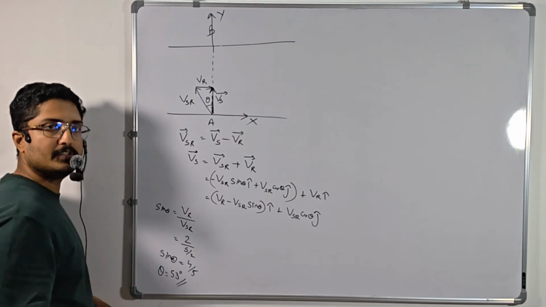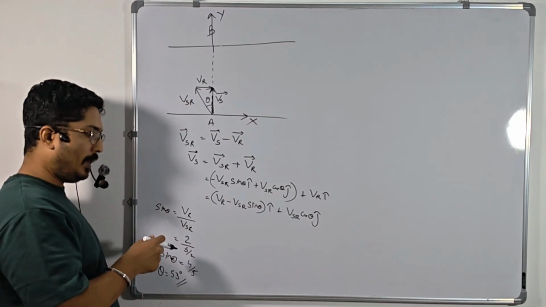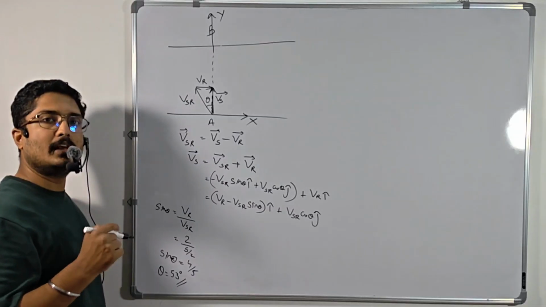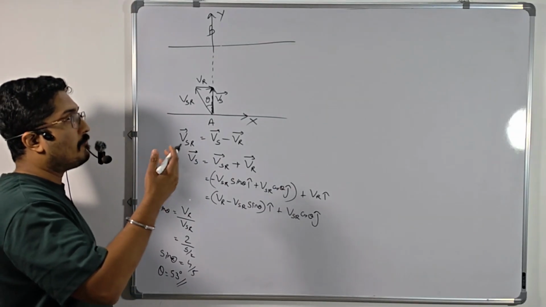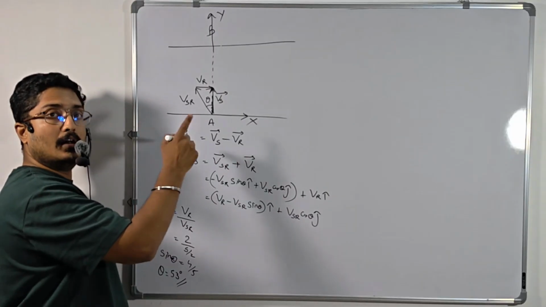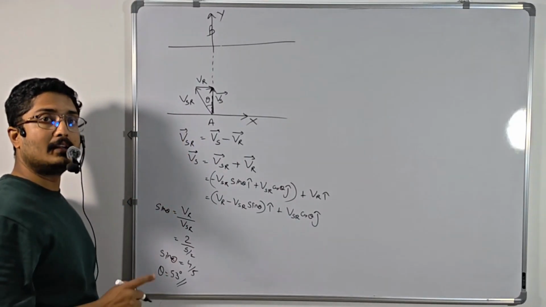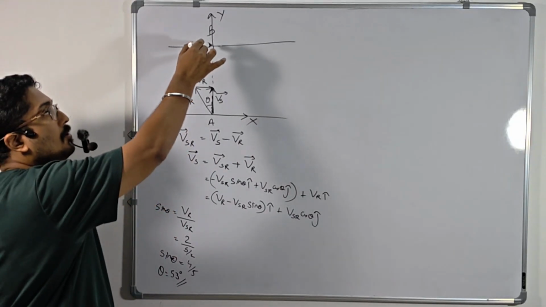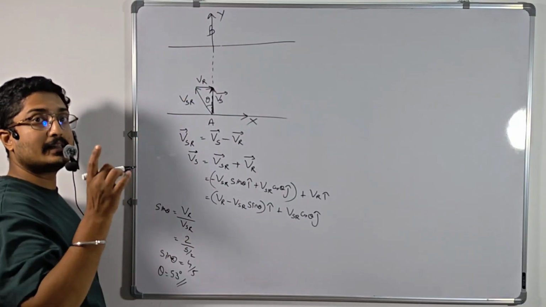53 degrees. This is what I'm getting. Okay, now why do I need this? Because in the question they are asking to find out with what velocity the other swimmer should walk on the shore, on the bank, so that finally all of them would be meeting at this point at the same time.